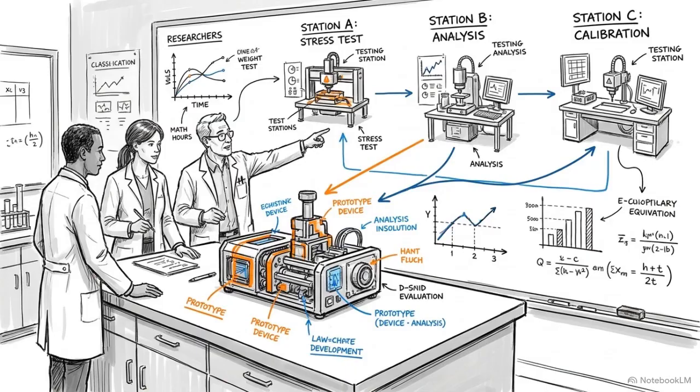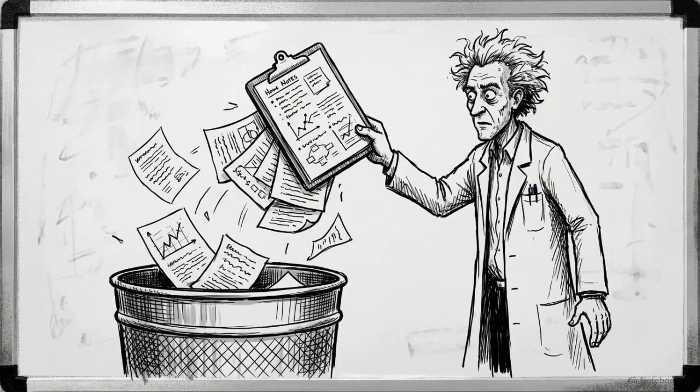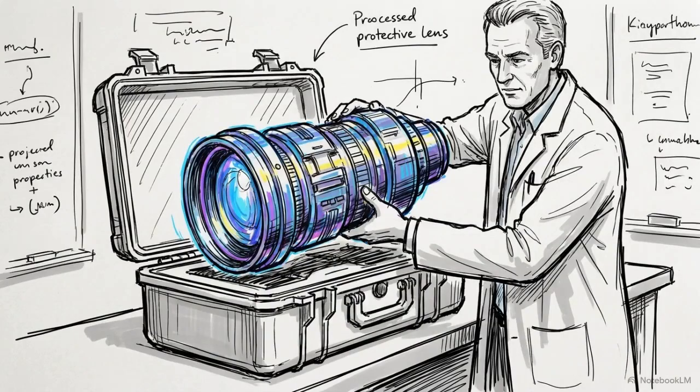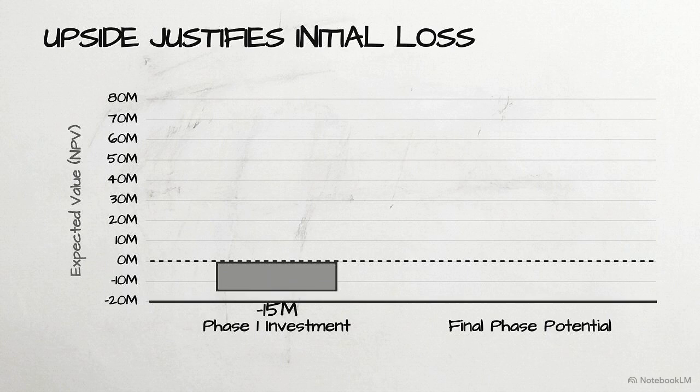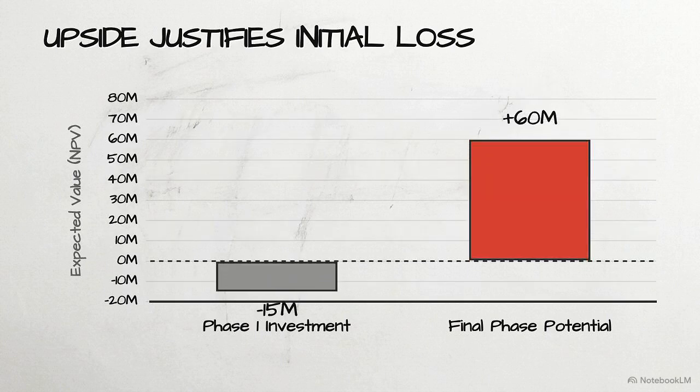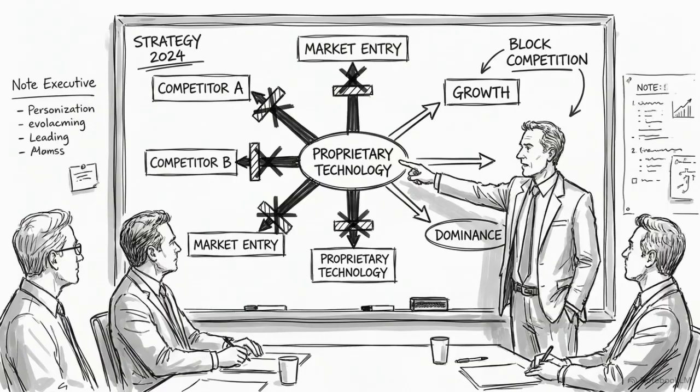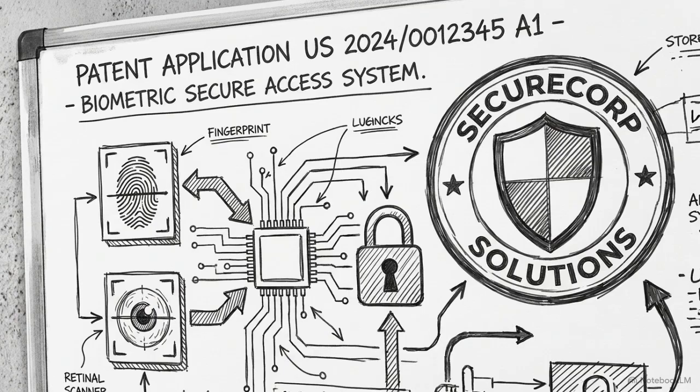This initial step opens multiple paths: abandoning the research, pivoting the technology, or scaling up for global distribution. The potential upside of the final phase justifies the guaranteed loss of the first phase. A negative NPV is a valid strategic choice if it purchases a proprietary growth option that competitors cannot access.